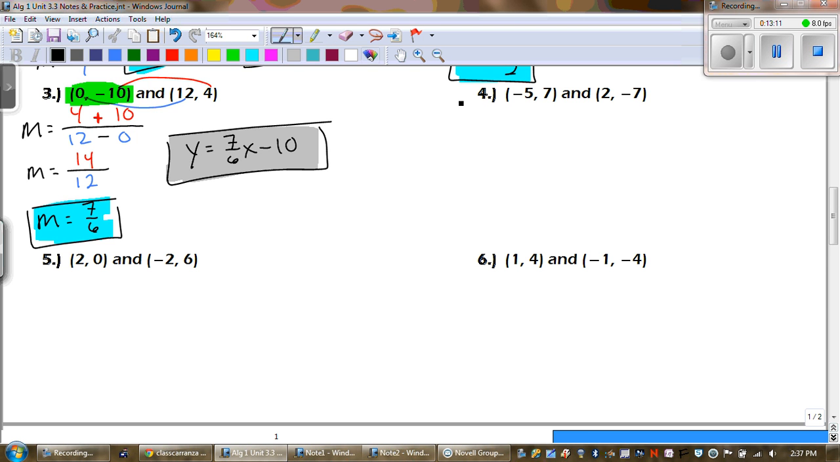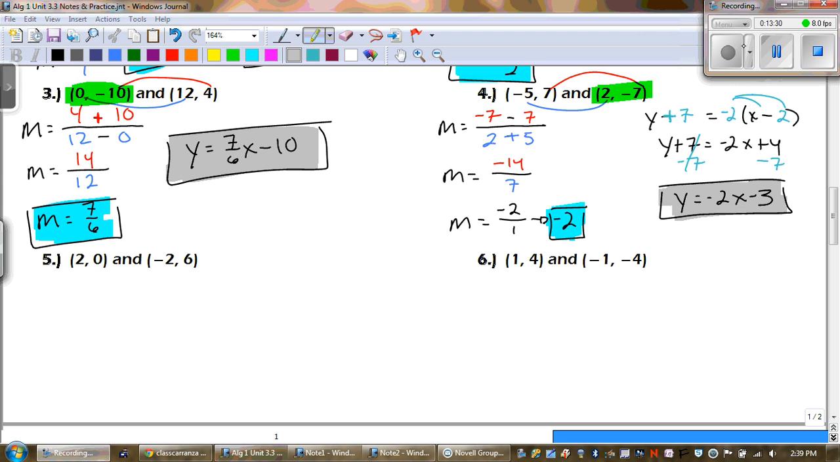For this one, I will start you off. You will need to find the slope, and you will need to plug into this formula. So pause the video, and good luck. Okay, when you're all done, you should get y equals -2x minus 3.